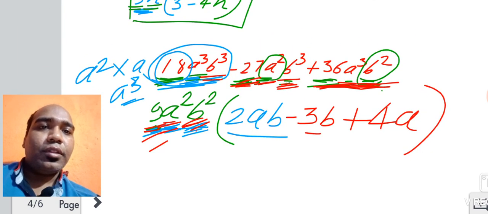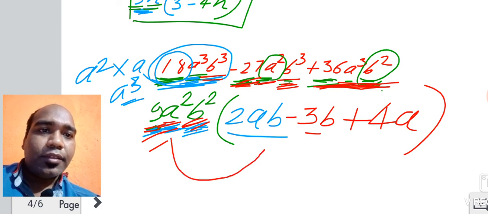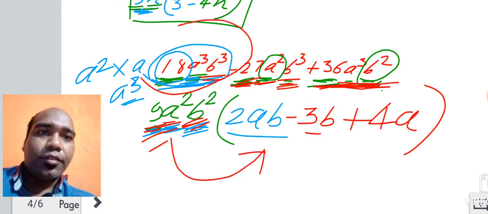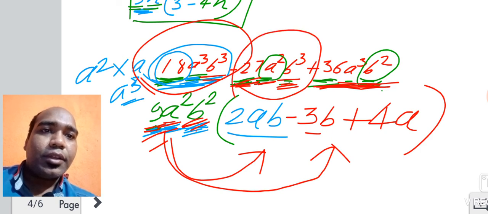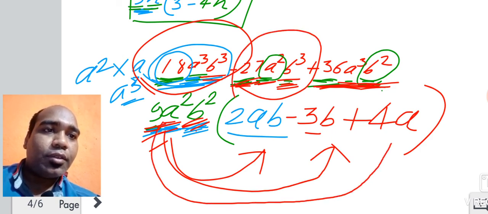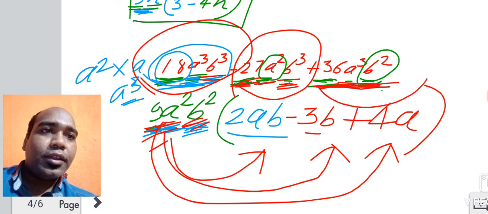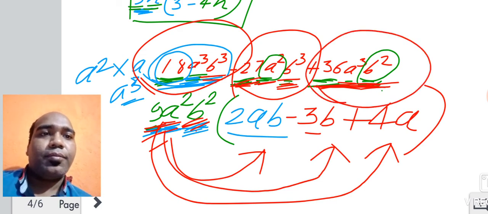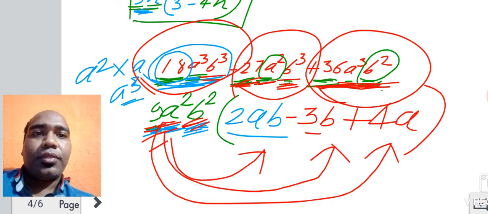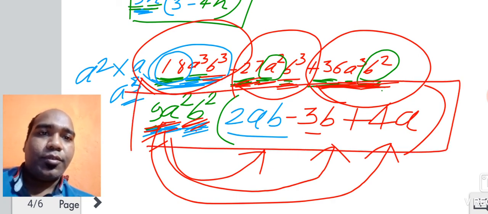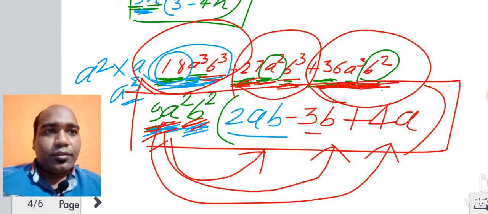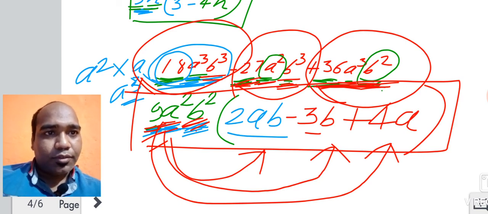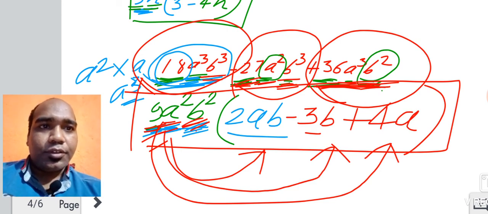Got it? If you separately multiply this part and this part, you'll get this part. Again 9a square b square you will multiply with minus 3b, you will get the second part. Again 9a square b square you will multiply with 4a, you will get this 36a cube b square. Okay. So this is your factorization of this much part. Got it?